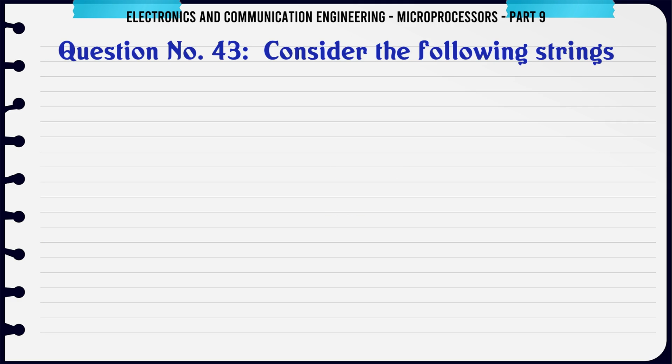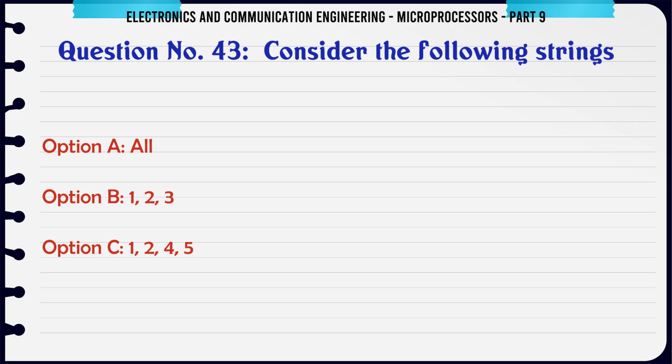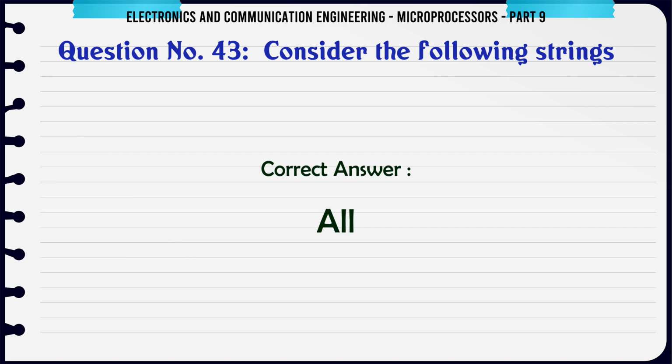Consider the following strings. A. All, B. 1, 2, 3, C. 1, 2, 4, 5, D. 1, 2, 3, 5. The correct answer is all.